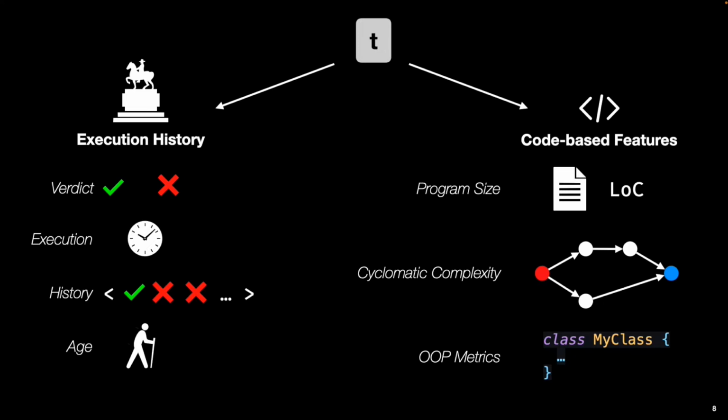regression test suite. The other set of features is code-based features, and they regard the software entities that are impacted by this specific test case. And these code-based features are divided into subcategories. So, for instance, one is program size. One example is lines of code. Then we have cyclomatic complexity, and also some object-oriented metrics, for instance, the number of class declarations.